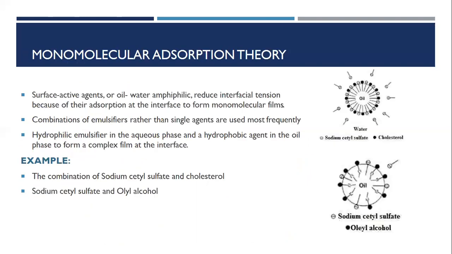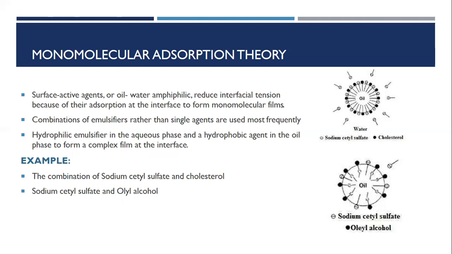The first is monomolecular adsorption theory. It says that surface active agents or amphiphiles reduce interfacial tension because of their adsorption at the oil interface to form a monomolecular film. In practice, combinations of emulsifiers rather than single agents are used most frequently today in the preparation of emulsions. Hydrophilic emulsifiers in the aqueous phase and a hydrophobic agent in the oil phase form a complex film at the interface.